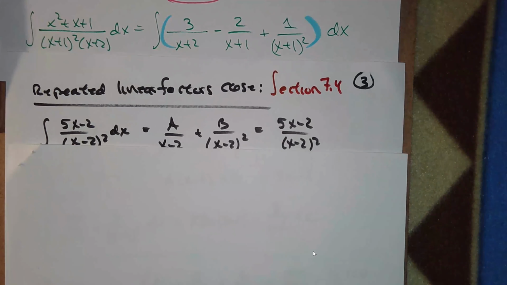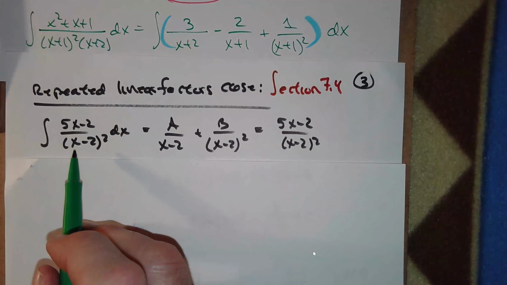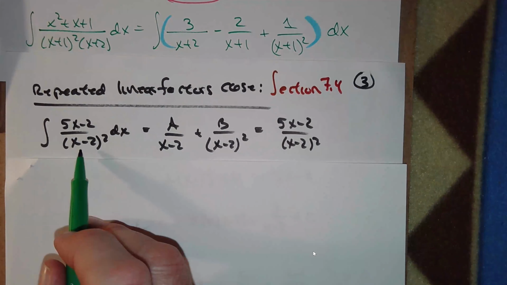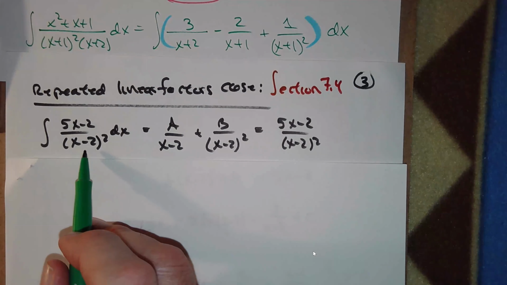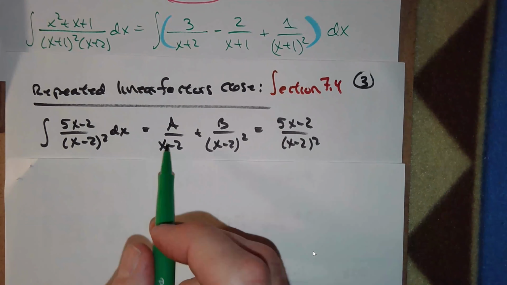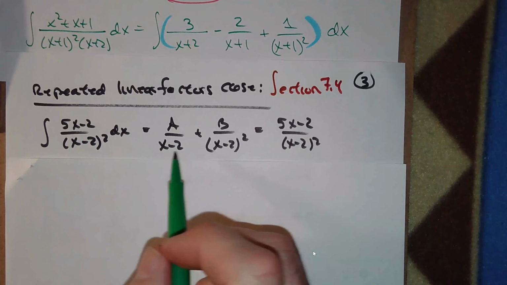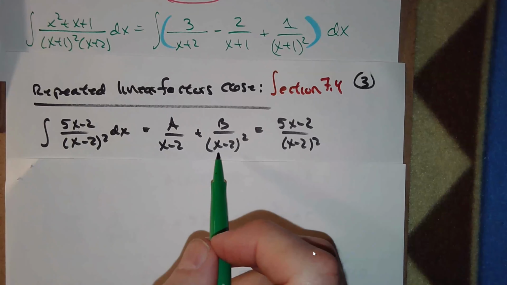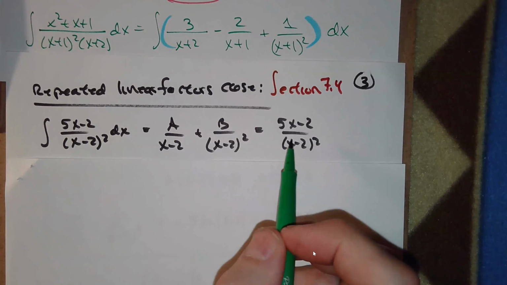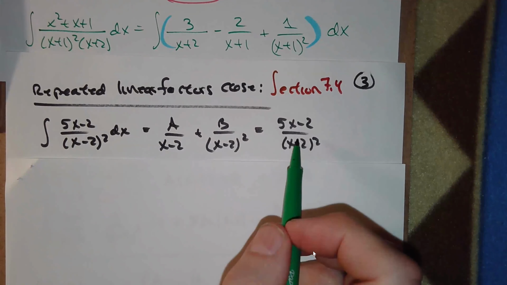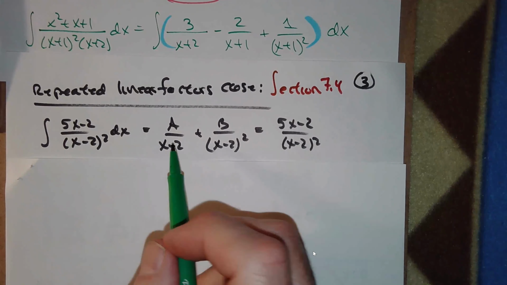So again, another repeated linear factors case. This time you've got x minus 2 squared in the denominator. So that means when you set up your equations to solve, you're going to have an x minus 2 and an x minus 2 squared. And then you need to figure out your partial fraction decomposition. How does this decompose into these two fractions?